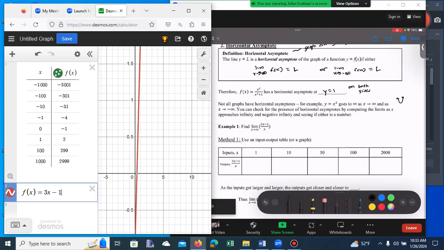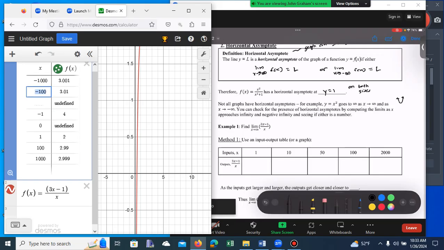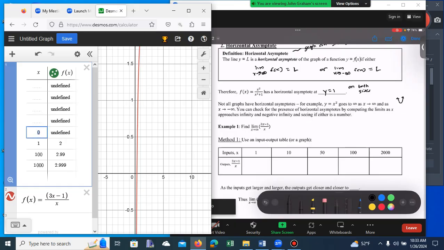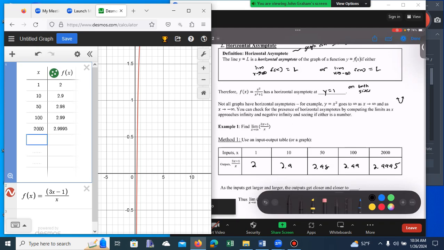All right, so let's look at the next one. 3x minus 1 divided by x. We'll plug in some values here. Plug in 1. Plug in 10. So it goes from 2 to 2.9. We'll plug in 50, 2.98. We'll plug in 100. We'll plug in 2000. And so 2.98, 2.99, 2.9995. Right, so we can see as x goes to infinity, this function's limit is going to 3.